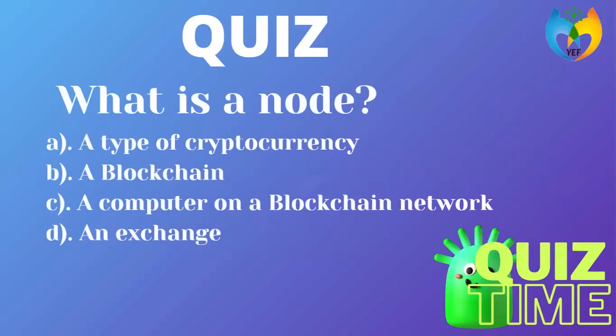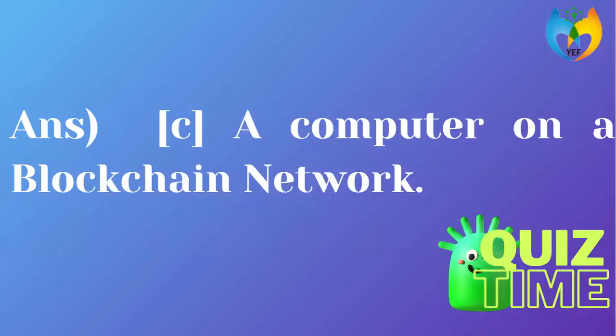So the next question for you is, what do you understand by node? Is it a type of cryptocurrency, a blockchain, a computer on a blockchain network, or an exchange? So I'm getting options as B, C, but the majority are saying C. So let's have a look at the answer. So the right option is C, a computer on a blockchain network.